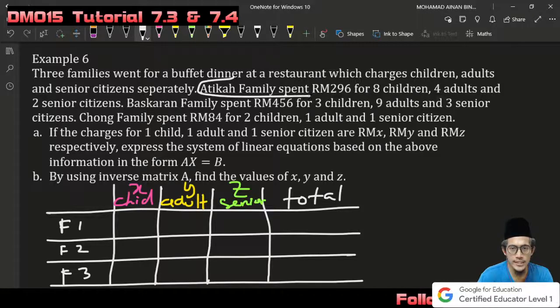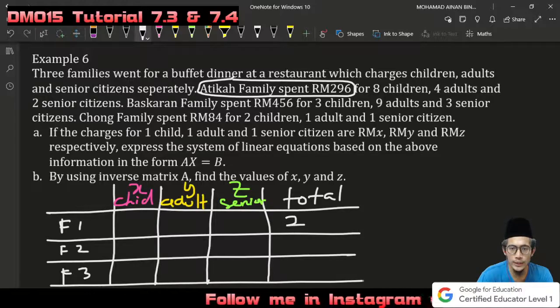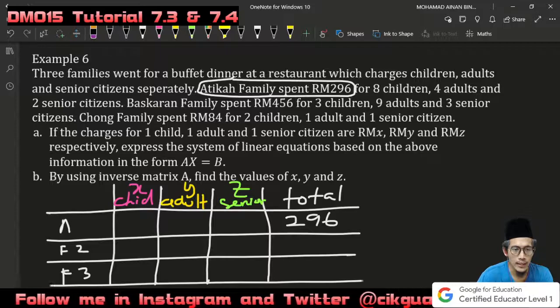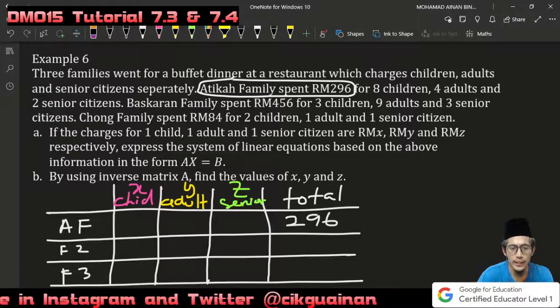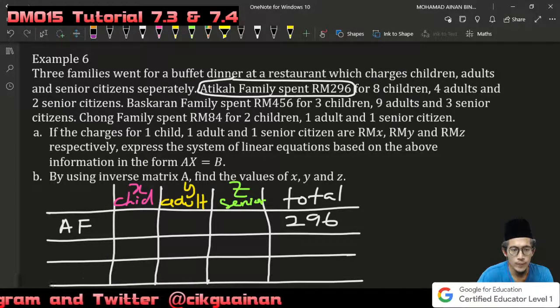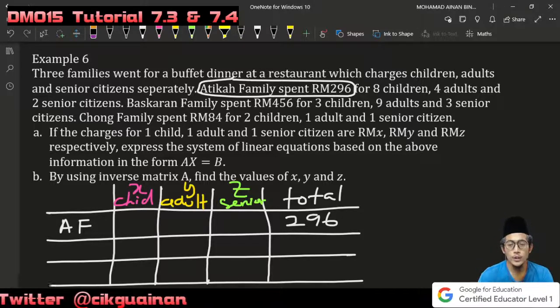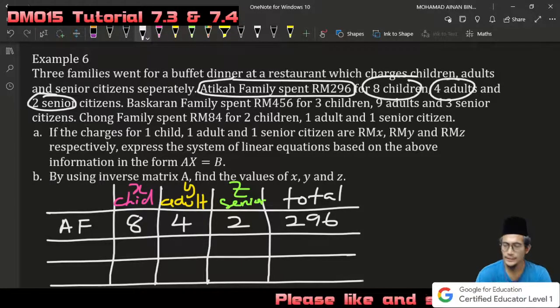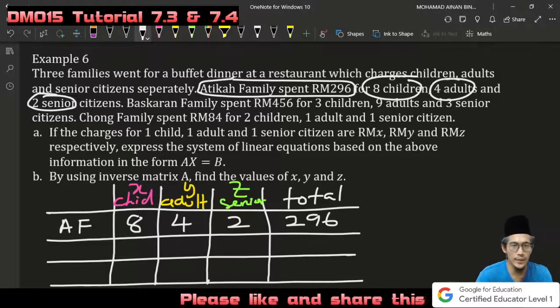Atikah family spends 296, so the total is 296. We can call this Atikah family: 296, for 8 children, 4 adults, and 2 senior citizens. Settled. Now, next family.